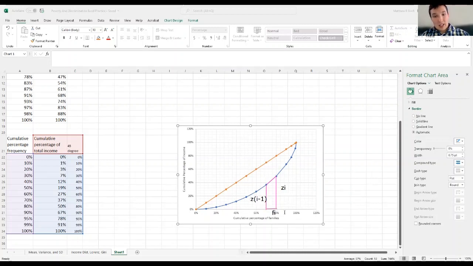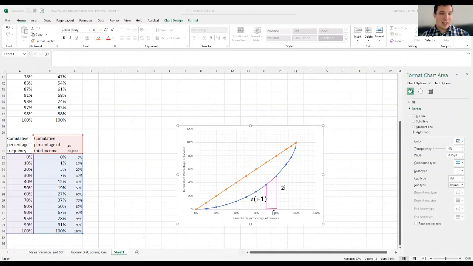Okay, so in theory, if I were to add up the area of all of these trapezoids and subtract them from the area of that triangle, I could figure out how much stuff is in A and do some math. And then it leads me to that equation: 1 minus the sum of all the Fi times Zi plus Zi minus 1.